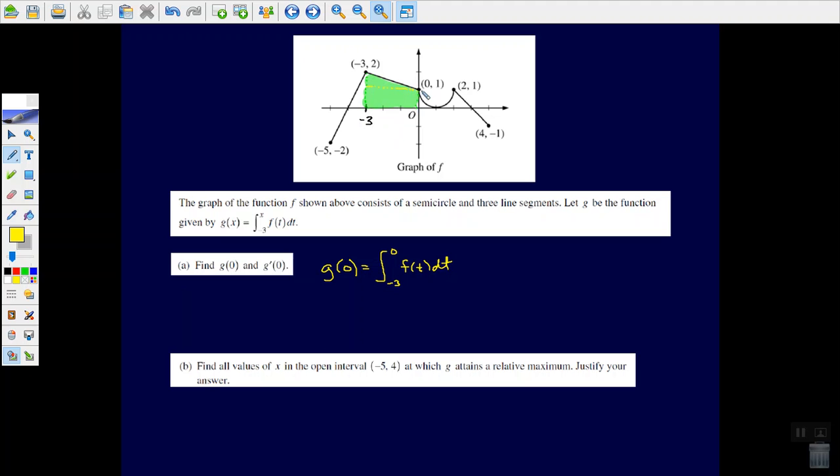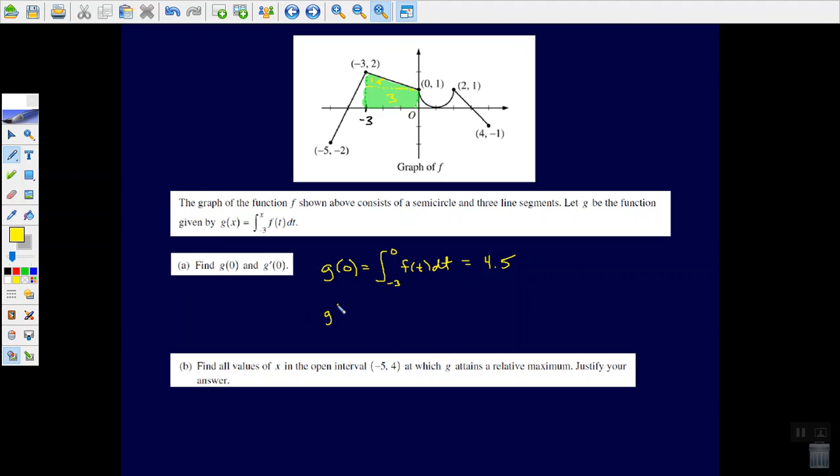So this point was 0, 1. So this little lower rectangle was 1 unit high and 3 across. That's got an area of 3. And then this is now also a height of 1, because the point has a height of 2. So it's 1 across and 3 high. So this area is 1.5. And so therefore this is altogether 4.5. Okay, final answer to that part.